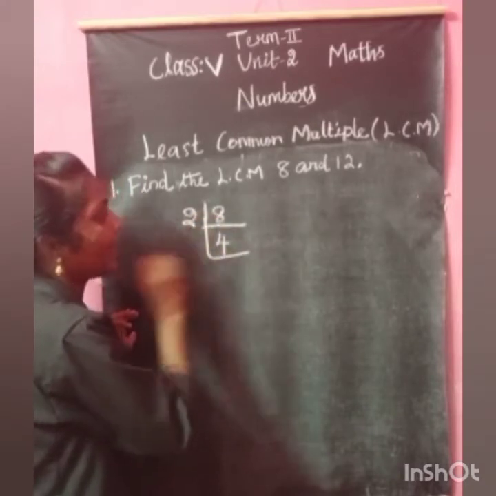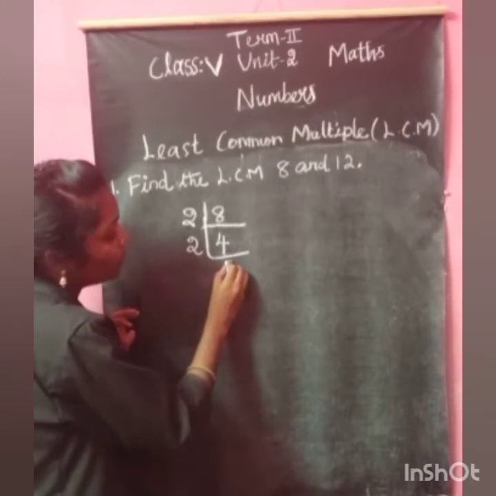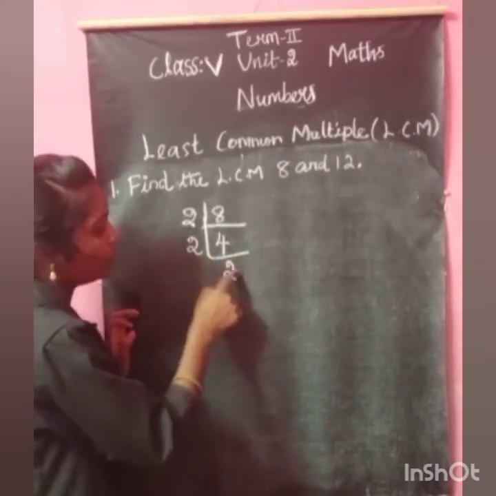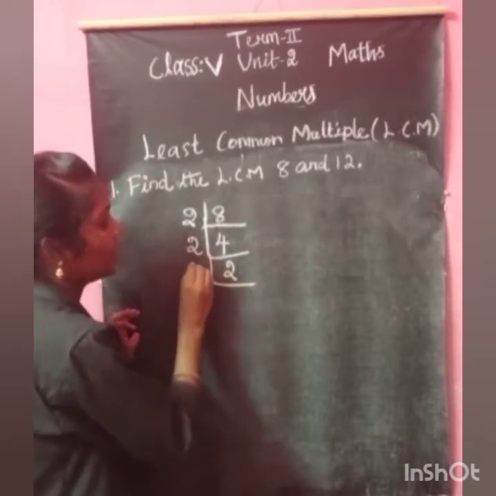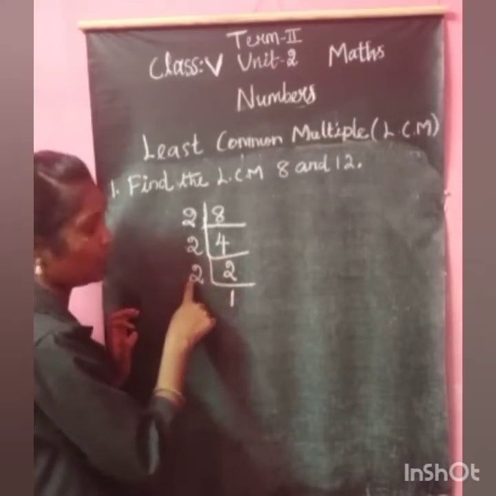Next, once again divide by 2. 2 twos are 4. Next 2, here 1. So 1 two is 2.